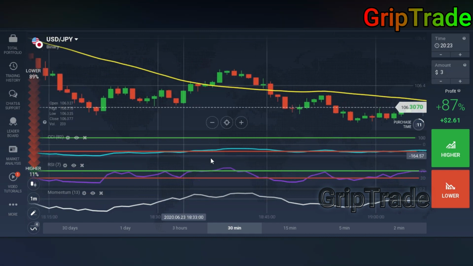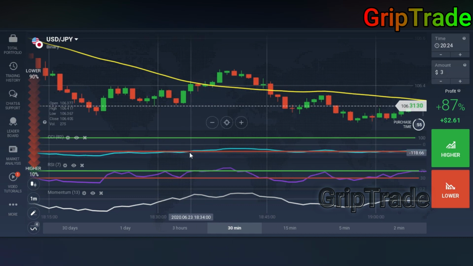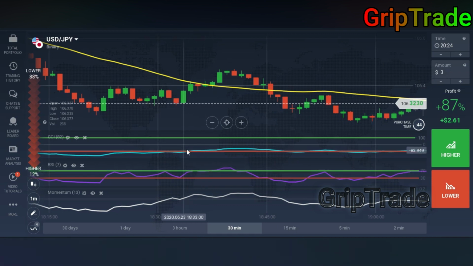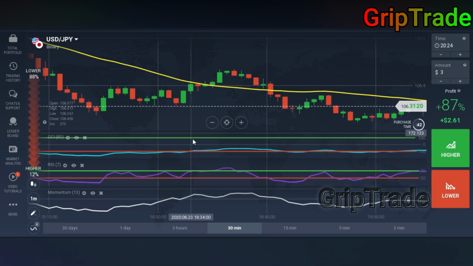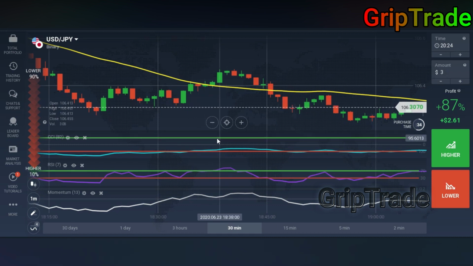Now again, if the moving average touches the green candle, it's the vice versa situation, remember, and the CCI blue line touches the lower, RSI purple line touches the upper green line. If at that point the CCI blue line also would have touched the upper green line, it would have been a stronger signal. But in this case, if it did not happen, no worries.